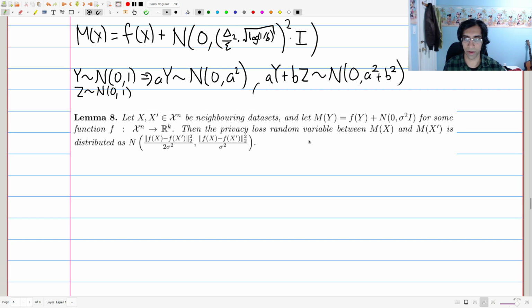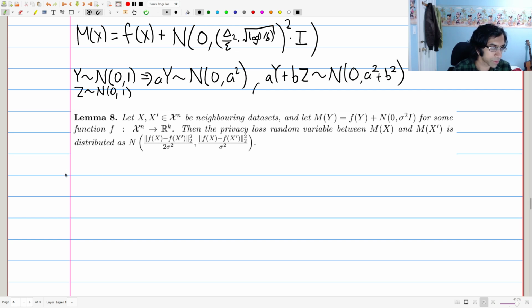Then the privacy loss random variable between M on x and M on x prime is going to be distributed as this. So what is this? This says it's a Gaussian with this mean and this variance. So the mean is going to be the difference in L2 norm between the two functions on those two data sets, squared, divided by 2 sigma squared, and the variance is going to be the same thing, actually up to a factor of 2. This might be a bit weird, but it's essentially saying that we're going to show that the privacy loss random variable is a Gaussian.